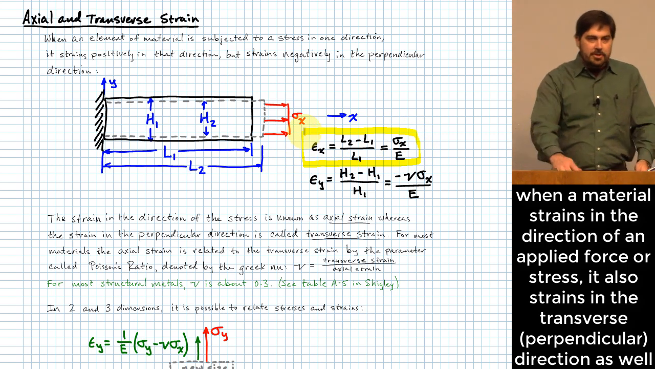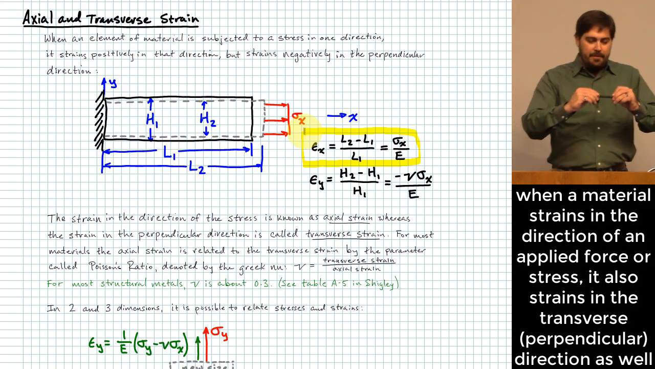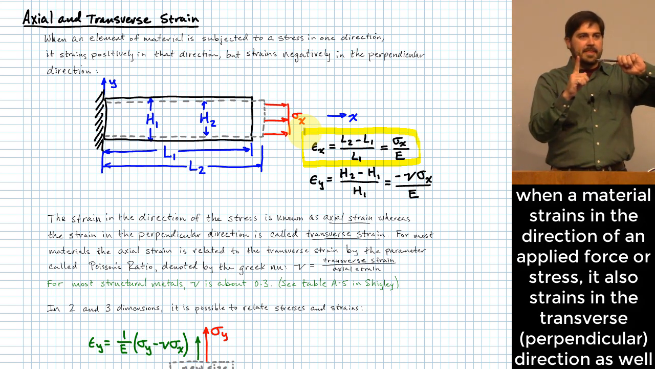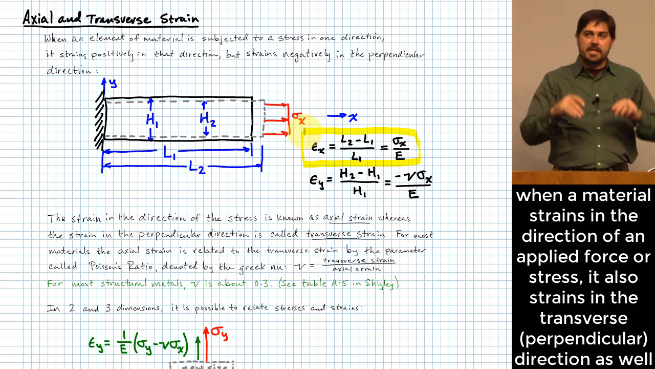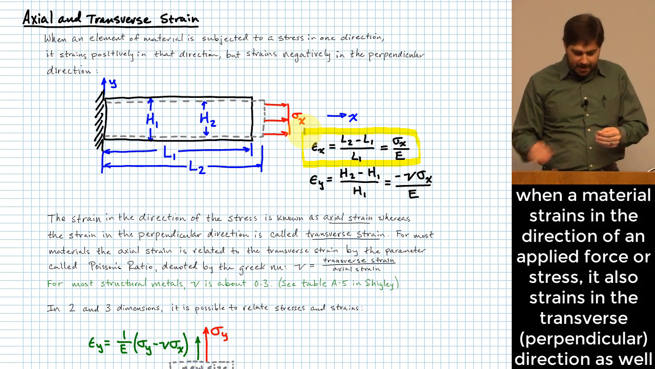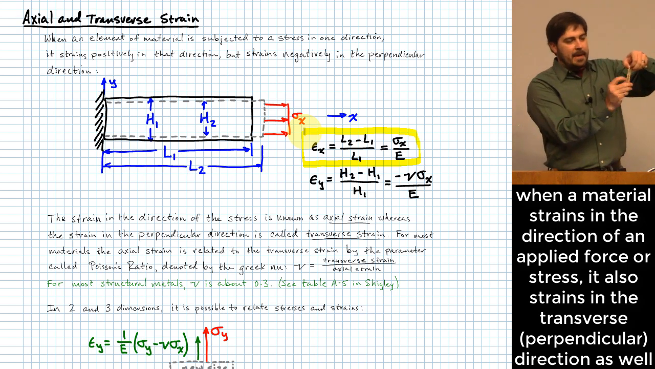The part of it that we usually talk about a little bit less is that not only does your part that you're stressing along this axis elongate a little bit in that direction, it actually gets smaller in the directions that are perpendicular to that. And that's called transverse strain, okay? You actually can see this if you have a rubber band, which I happen to have in my pocket here. If you have a rubber band, you can see this happen.